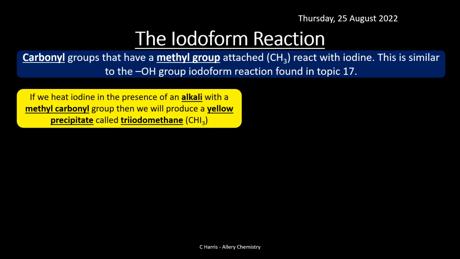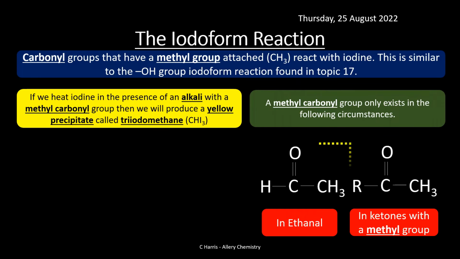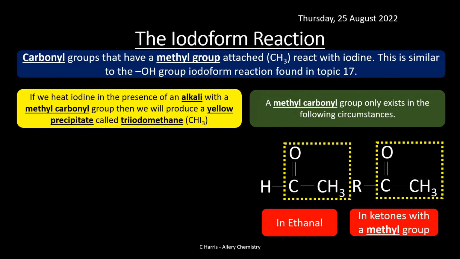So if we heat iodine in the presence of an alkali with a methyl carbonyl group, then we'll produce a yellow precipitate called triiodomethane. Basically, a methyl carbonyl group only exists in two circumstances. Either in ethanol, which is this one here, so there's your ethanol, or in ketones with a methyl group. So it's very similar to the alcohol topic, which is topic 16, not 17, so that's the previous topic, and it's a very similar process. Okay, so you might have seen that if you've looked at that previous topic.